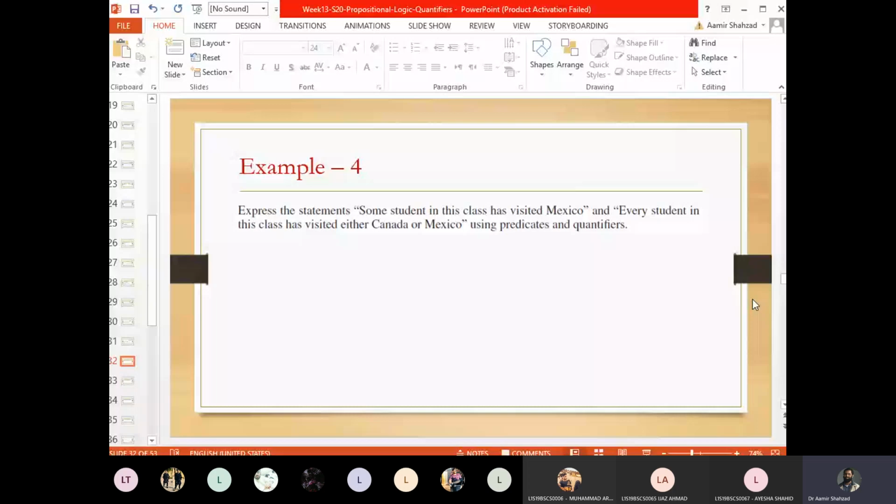Let's write down these statements in mathematical form. So first statement is some students in this class has visited Mexico. And second statement is every student in this class has visited either Canada or Mexico. So let's try to write it down. पहली statement है some students in this class has visited Mexico. So first of all we need to define our universal discourse. हमारा domain set क्या है? So these are students in the class.